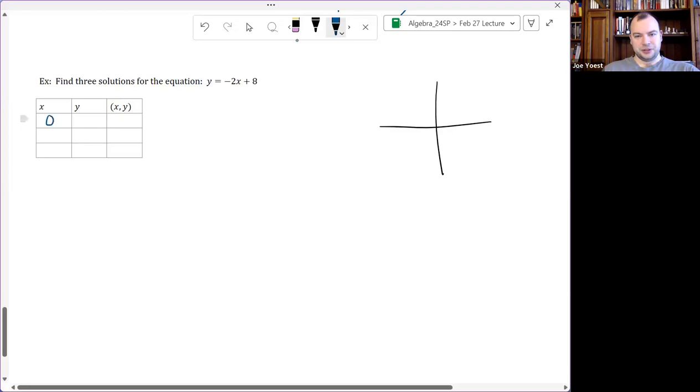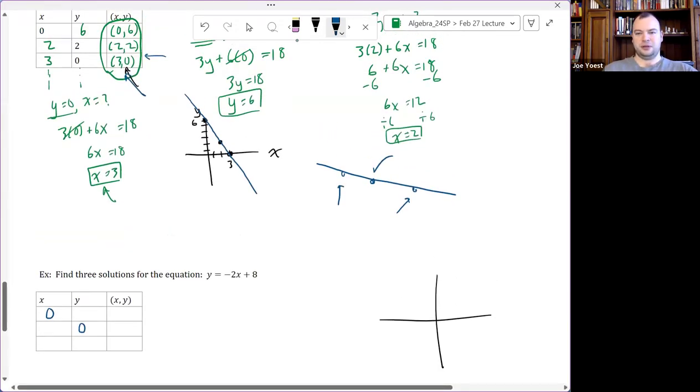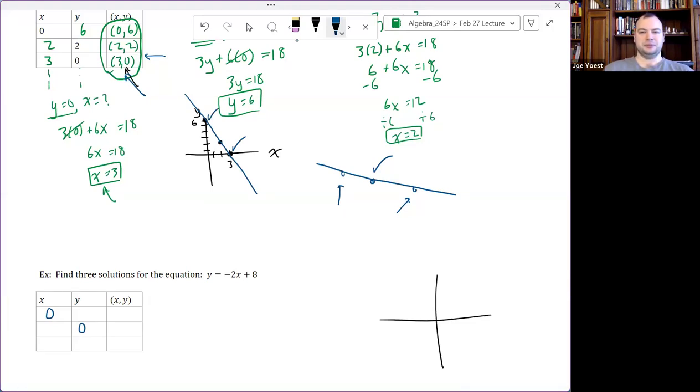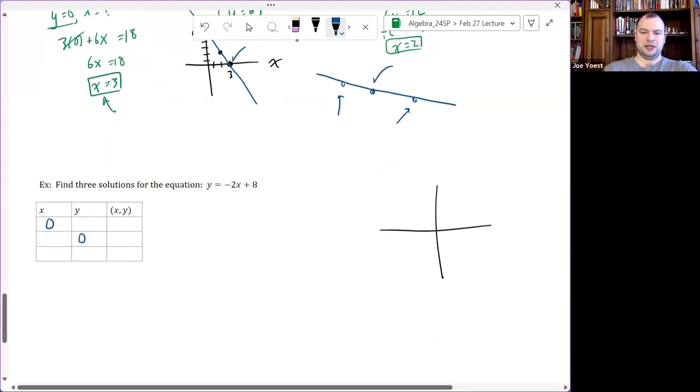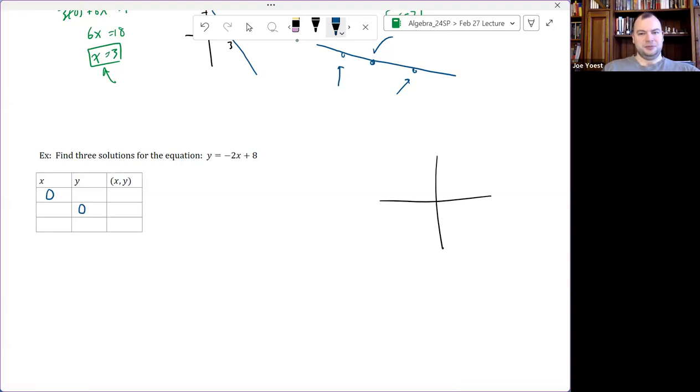2 good choices are picking x equals 0 and y equals 0. Our 2 points that are on the axes. Now, there are some special cases where this doesn't quite work out, but most of the time this is going to work out just fine. So let's start with these 2.